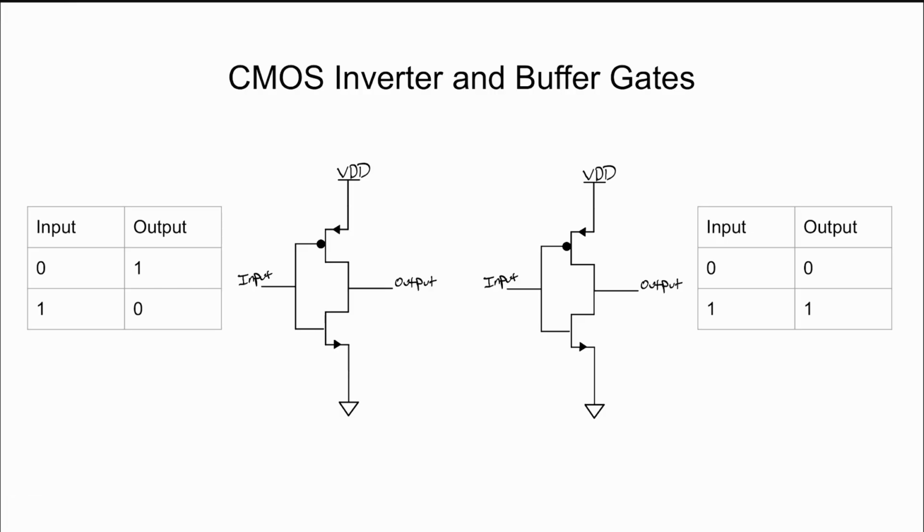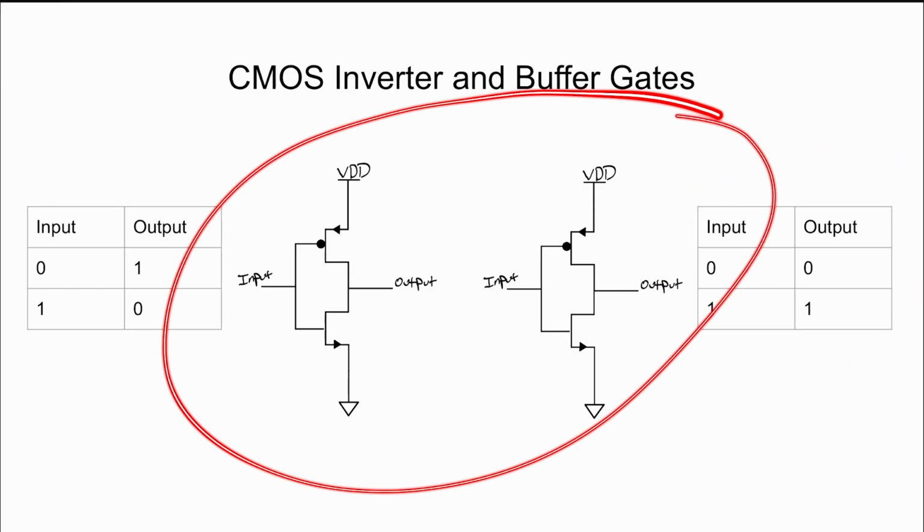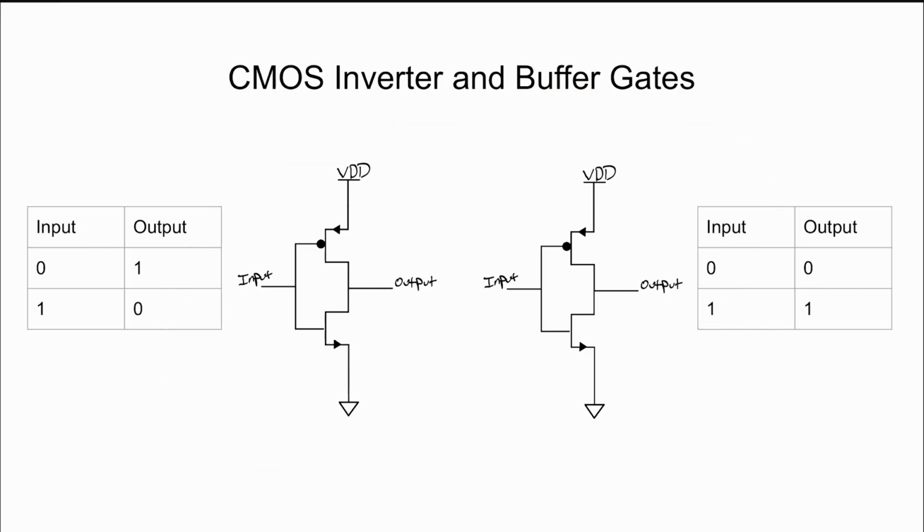Alright, so the simplest possible CMOS circuit that you can come up with and the most fundamental to digital design is the inverter. So as you can see on the left-hand side of the screen, we have the input-output truth table along with the schematic associated with the inverter. And on the right-hand side, we have the truth table associated with a buffer. And a buffer is just going to be two cascaded CMOS inverters. So let's take a bit of a deeper dive here and analyze each circuit's behavior using the truth table.